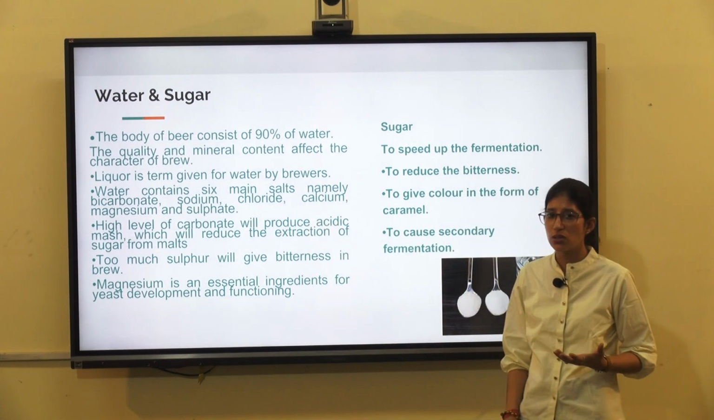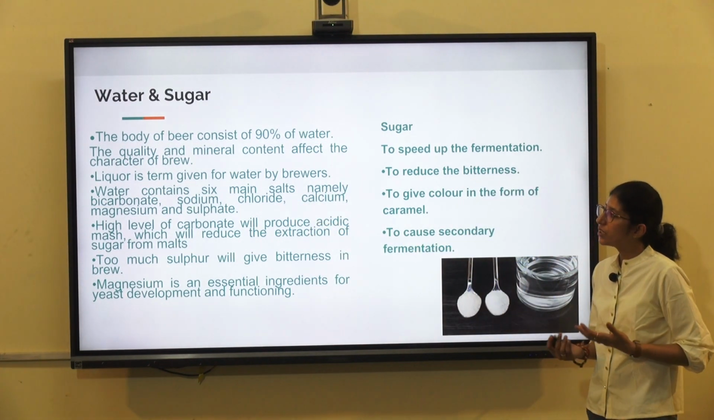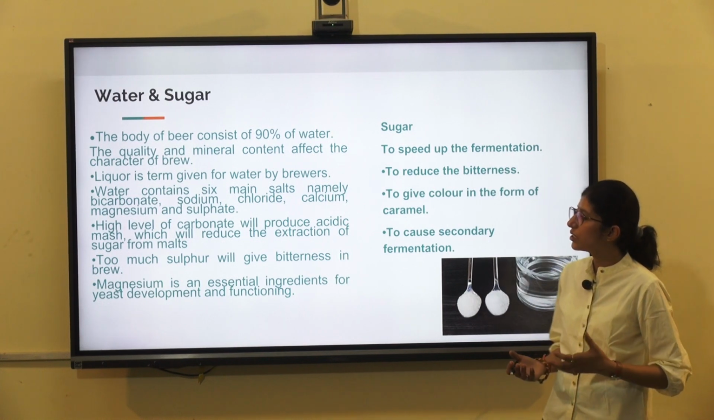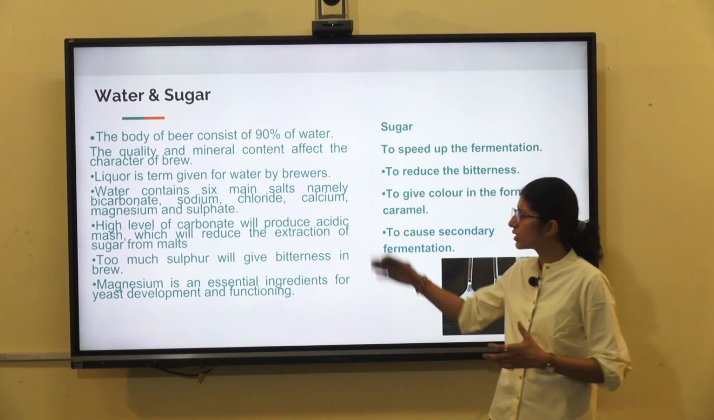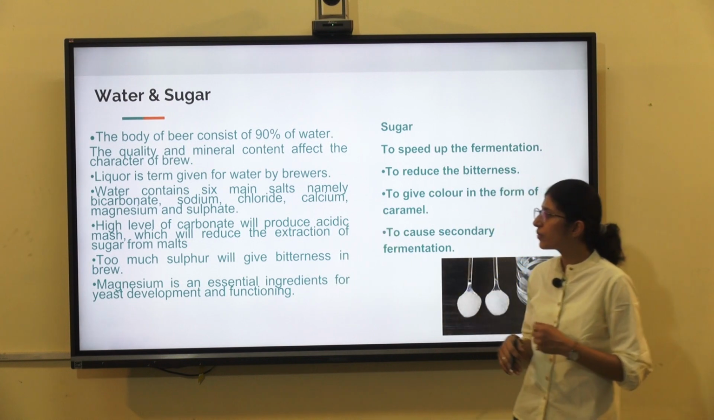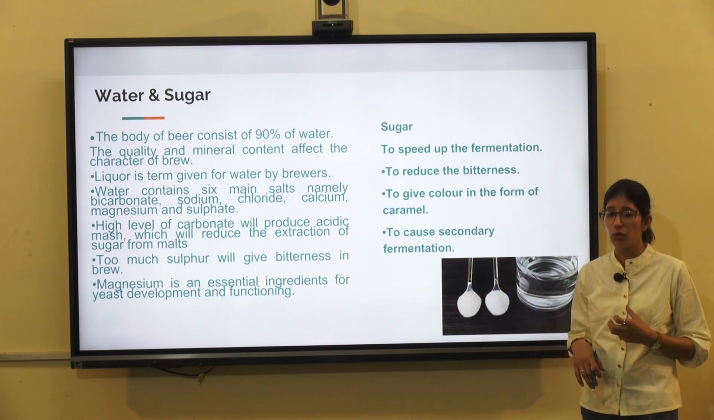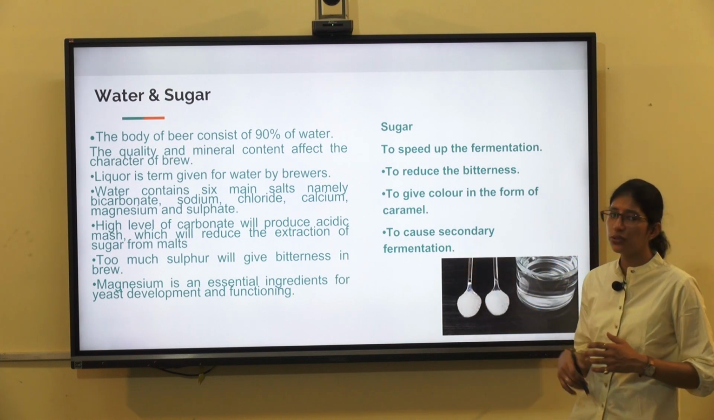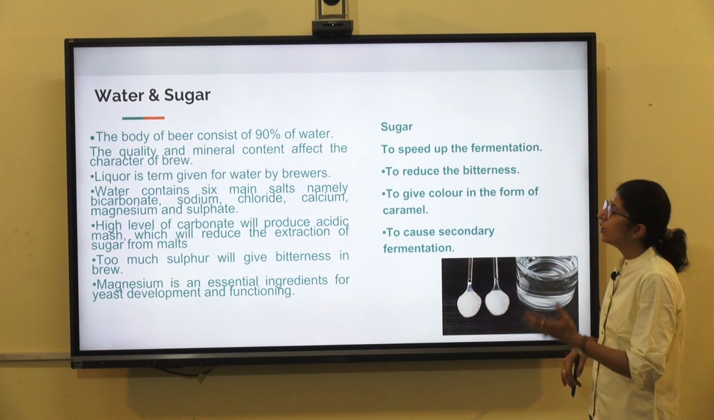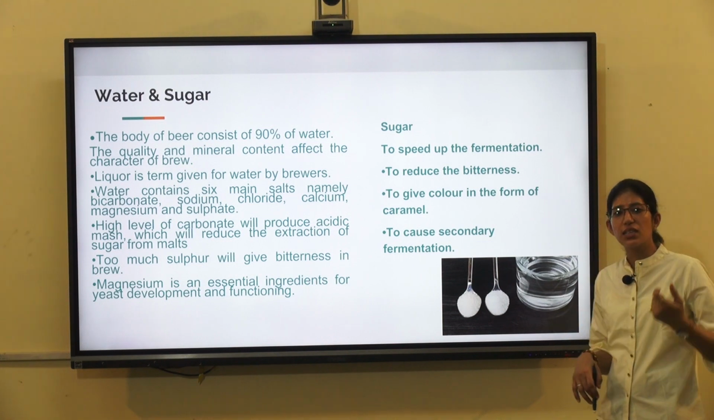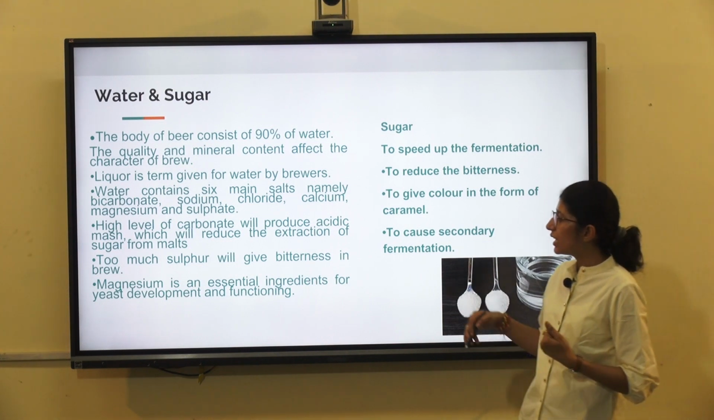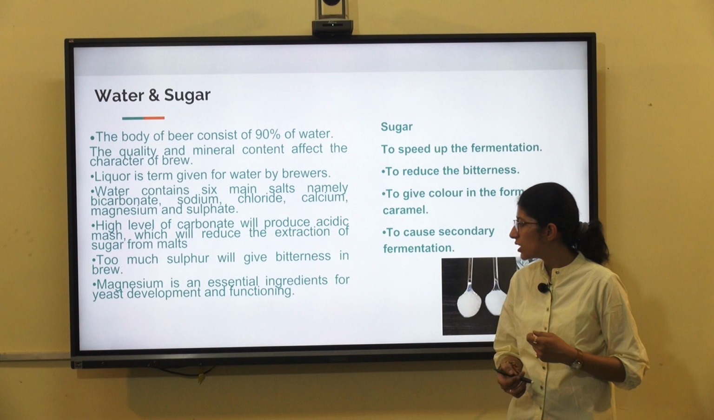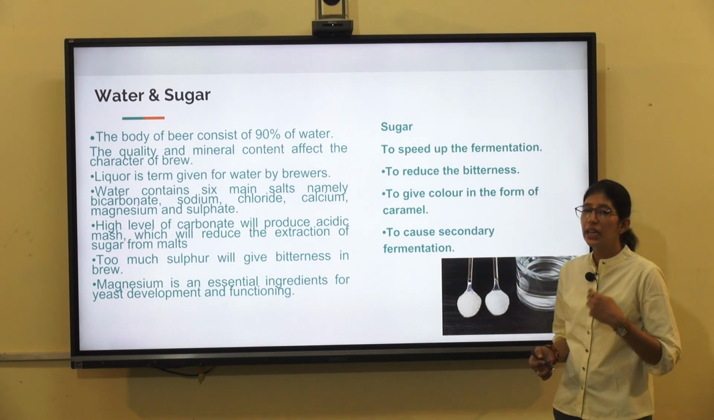Water contains 6 main salts. What are they? Carbonate, sodium, bicarbonate, chloride, magnesium, and sulfate. What is the role of these salts and how do they affect the beer? A high level of carbonate produces an acidic mash. If the mash becomes acidic in beer production, the extraction of sugar from the malts will be difficult. Too much sulfate imparts bitterness in the alcoholic beverage. And if magnesium is high, the essential functioning of the yeast is hindered.